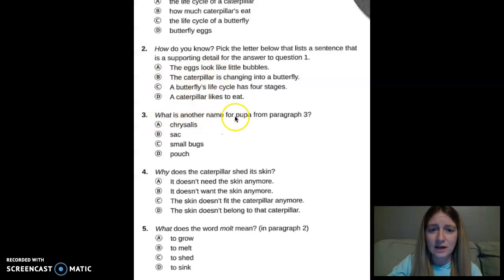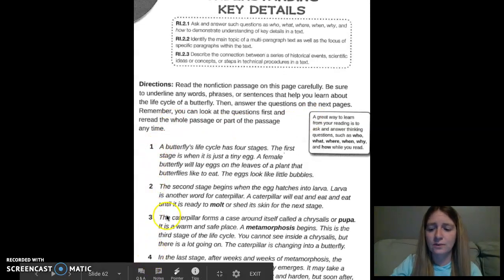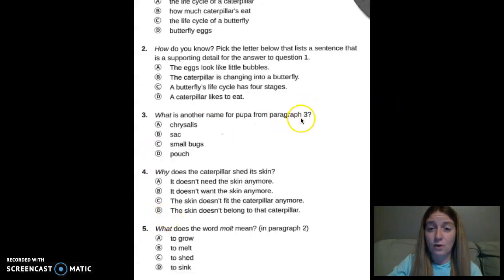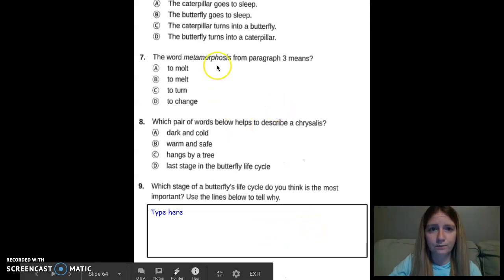What is another name for pupa from paragraph 3? So let's see real quick. Oh, good. I like how they numbered my paragraphs for me too. So when it tells me in a question, paragraph 3, I know exactly where to look for the answer. Why does the caterpillar shed its skin? What does the word molt mean? And again, it told us where to find the answer. That should be in paragraph 2.